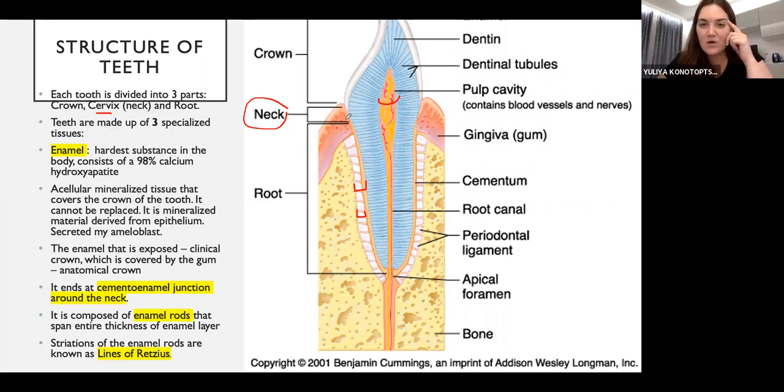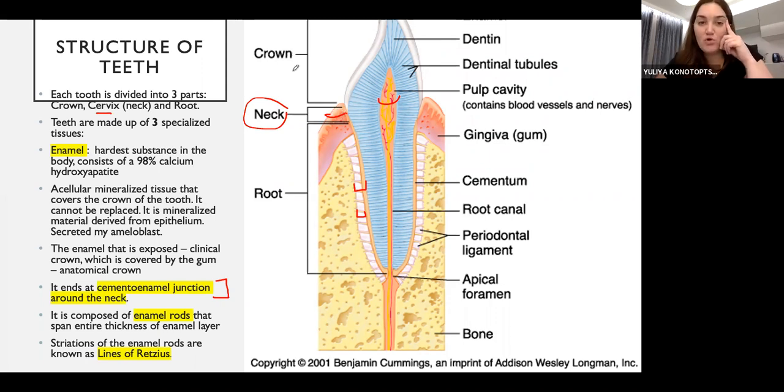The neck area of the tooth is covered by gingiva. Okay, so gingiva covers the neck of the root. What is happening at the neck? This is where we have a junction that is called cemento-enamel junction, the area where enamel continues as cementum. So where exactly is enamel continuing as cementum? At the neck. Where is the neck? The area which is covered by gingiva.